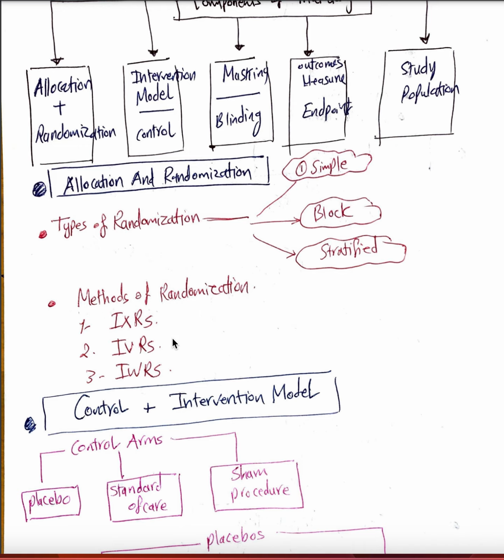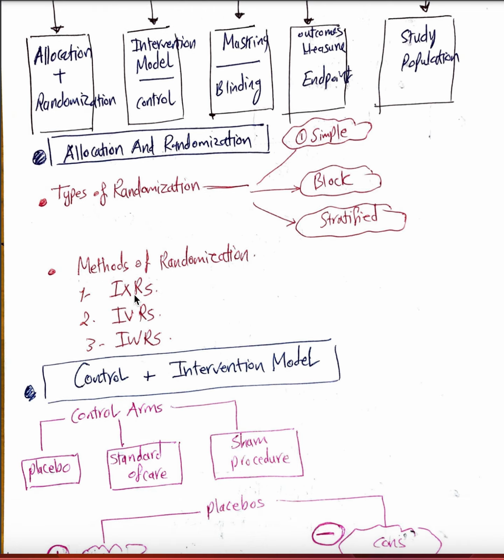Then we talk about the methods of randomization: IXRS, IVRS, and IWRS. I will explain later in detail what IXRS is, but it's important to know that these three are the methods of randomization. The first one is IXRS, interactive web and voice response system. Here, IVRS is the interactive voice response system, and here IWRS is the web response system. So IXRS, IVRS, and IWRS are just the methods of randomization.